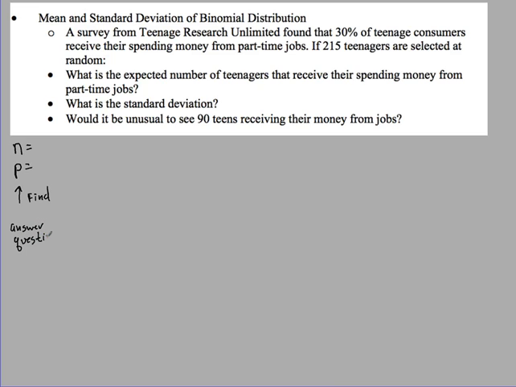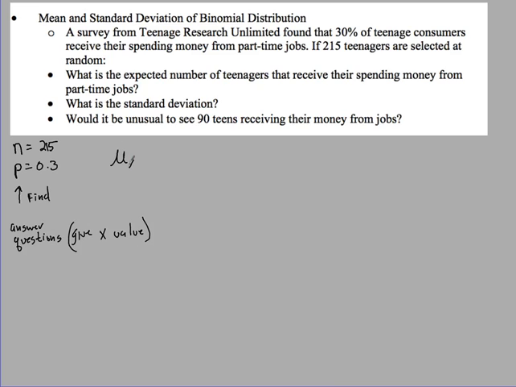And the questions give the x values, which is the number of successes in those n trials. So they say the mean and standard deviation. Teen research found that 30% of teen consumers receive their money from part-time jobs. So this would be 0.3 out of 215. What is the expected number of teens that receive their spending? So of these 215, how many do we expect?